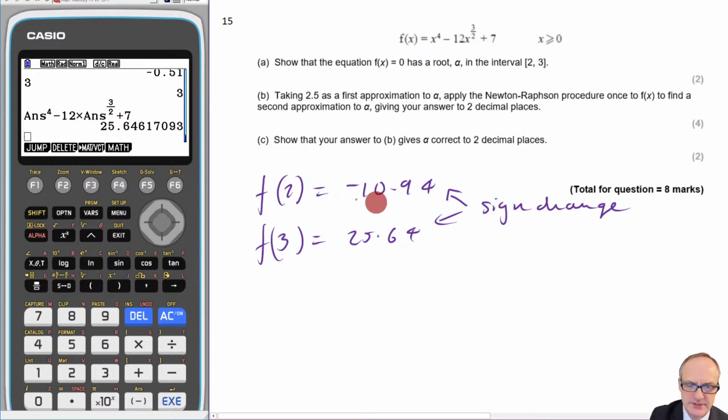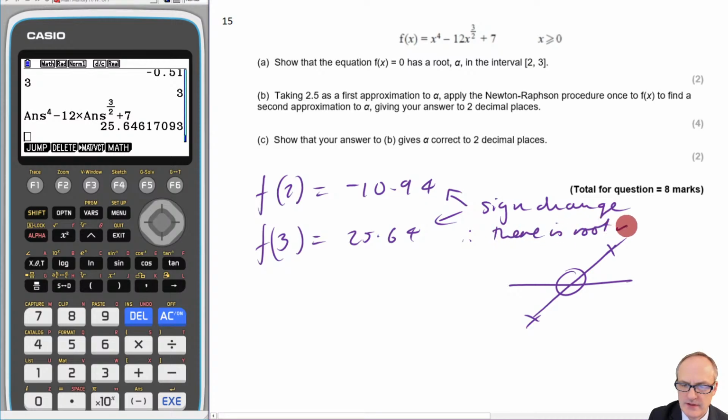What that means is at f of 2 we're below the x-axis, and at f of 3 we're above the x-axis. So between them we must have crossed the x-axis. Therefore, there is a root in the interval 2, 3. Because f of 2 was negative and f of 3 was positive, there must be a root in between those two values.